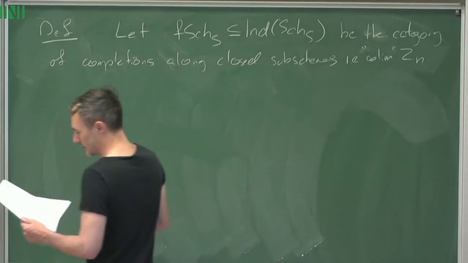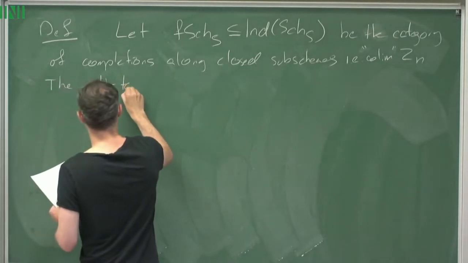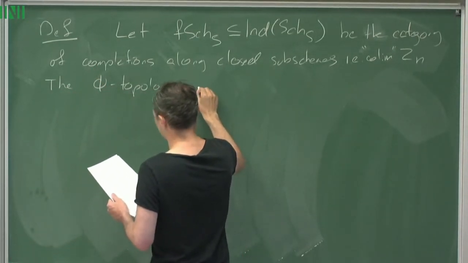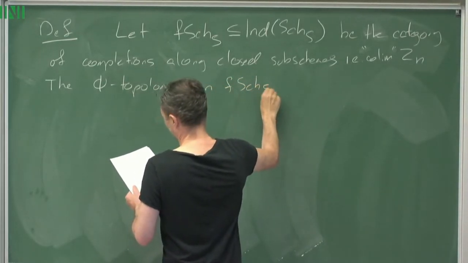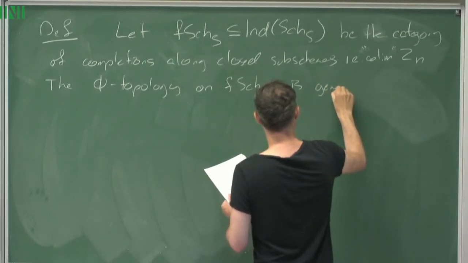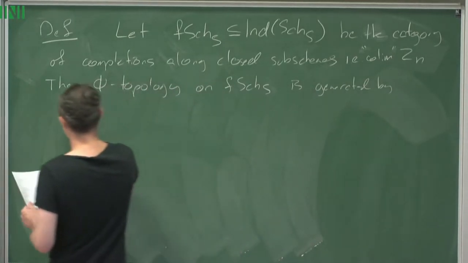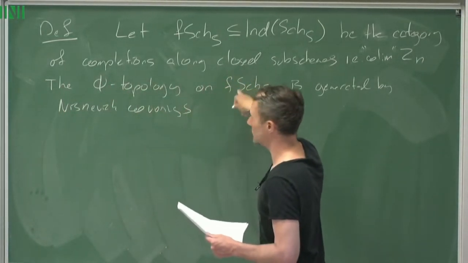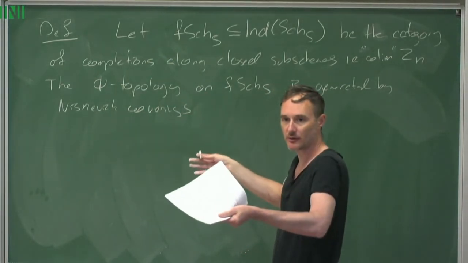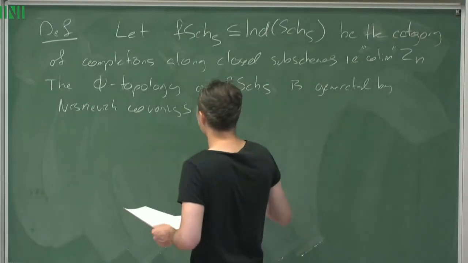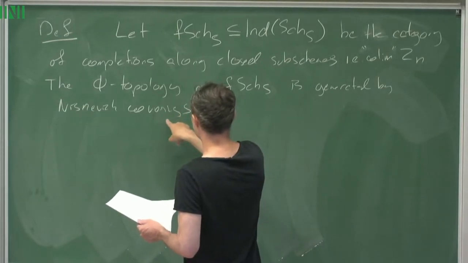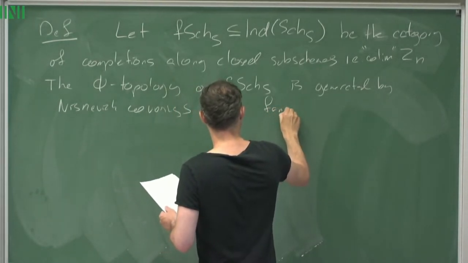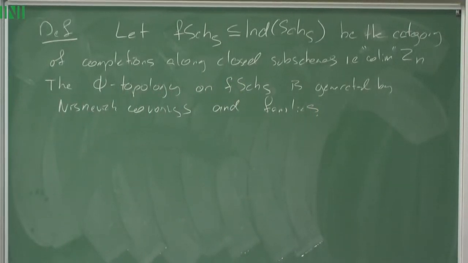Okay, so this is our site. So the phi topology. Sigma was for scheme and phi is for formal. The phi topology on this category of formal schemes is generated by the Nisnevich coverings. So inside formal schemes, if you complete along the total thing, then you just get a discrete normal scheme. So I take Nisnevich coverings and families. So basically the formal version of what I wrote there.